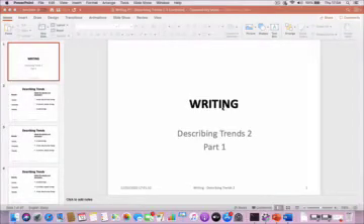In this lesson today, I will look at writing. If you remember, before everything happened, we looked at describing trends, the first part. Now I look at the second part. Okay, this is quite a large file, so I have actually had to divide it into two parts in order to load it up onto Dia.